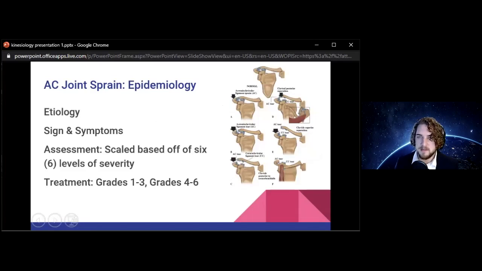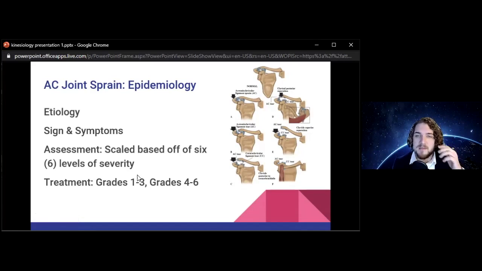So signs and symptoms: an AC joint mechanism is most likely a direct blow to the shoulder, whether it's a hit from somebody, or you fall on the ground, or fall on an outstretched arm. That will jar your AC joint, and it could rupture any one of the 4 ligaments on the inside.